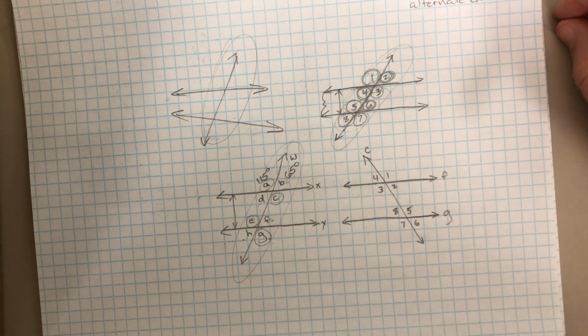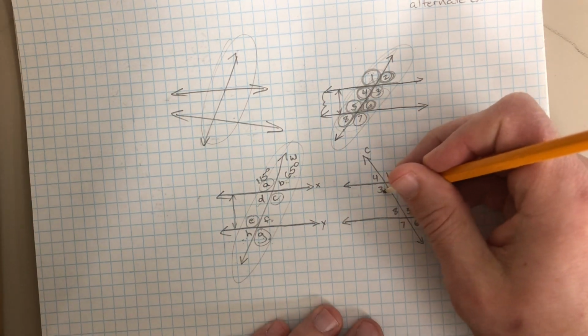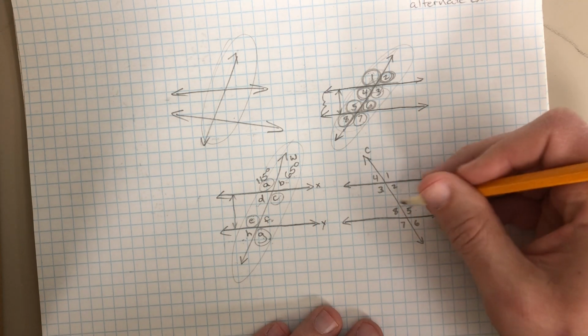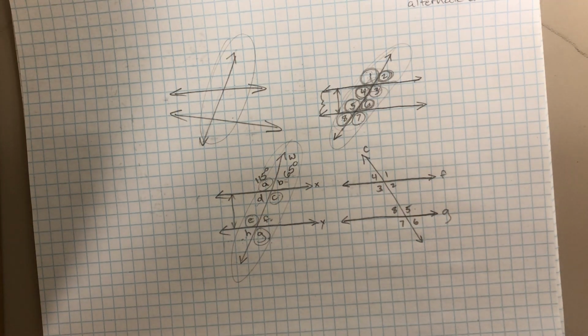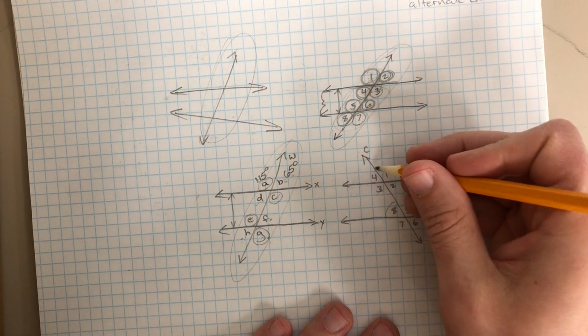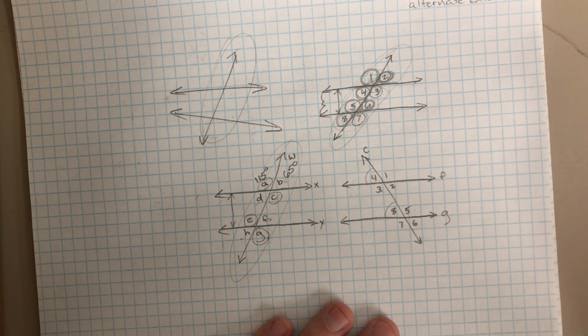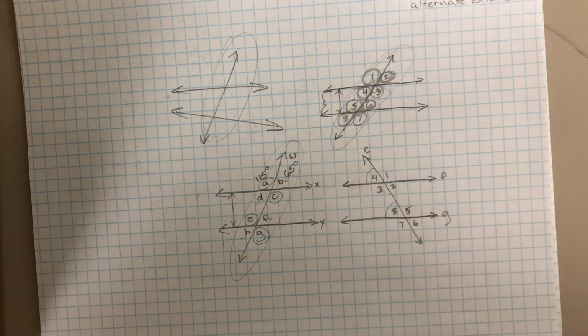Point B. Which angle is an alternate interior angle to number 3? Alternate interior with number 3 would be number 5. 3 and 5 are alternate interior angles. Which angle corresponds with angle 8? 8 is in the same position as 4. 8 and 4 are in the exact same position. Out of these 4, it's the upper left.